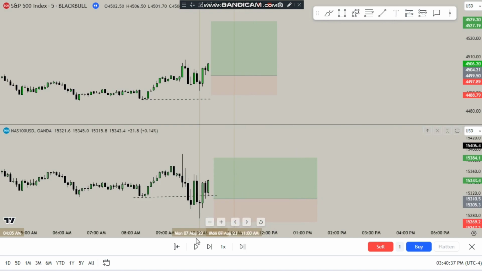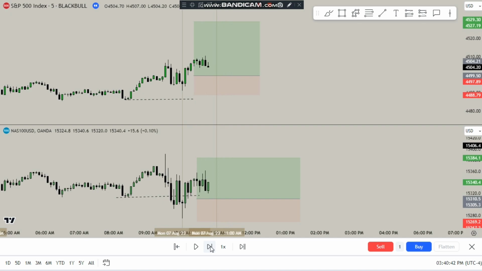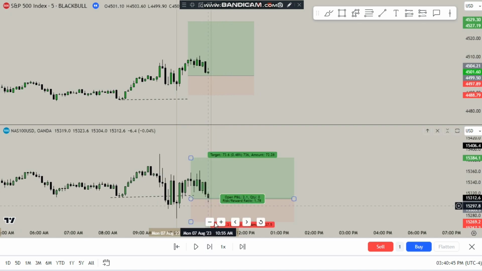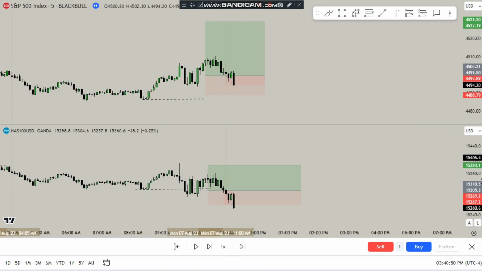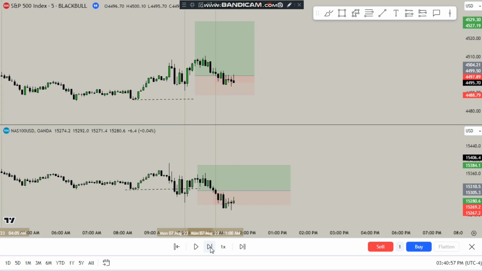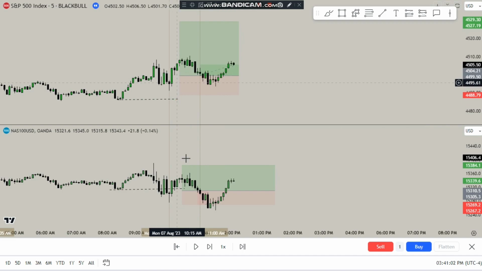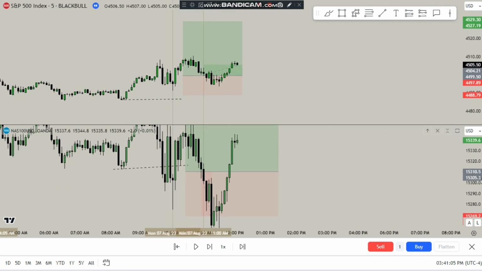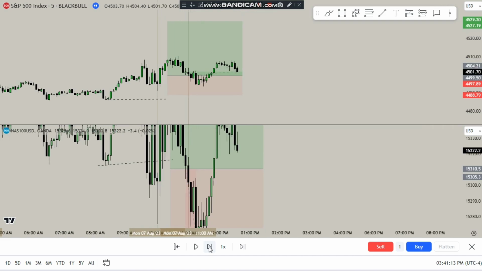Let's see what happened. So this gap got filled. Now we will see. Okay, so here this trade went into loss. So far 2 or maybe 3 trades are winning trades, and this trade went into loss. Okay, you can see that this one went into loss, and let's see if the S&P reaches the target.